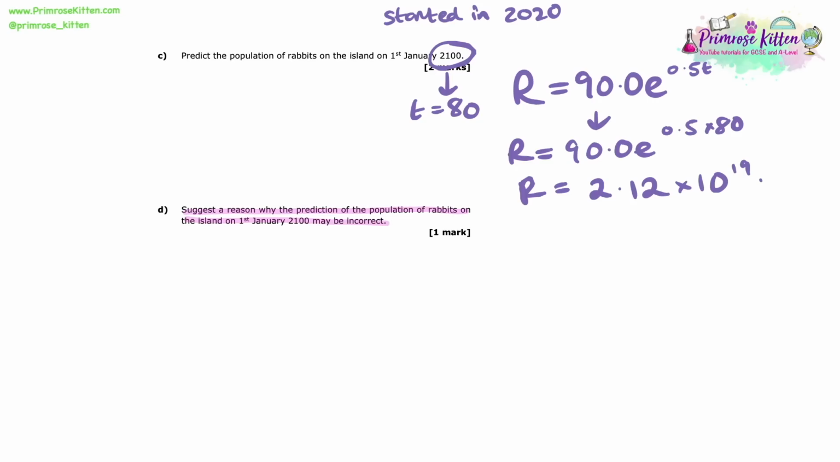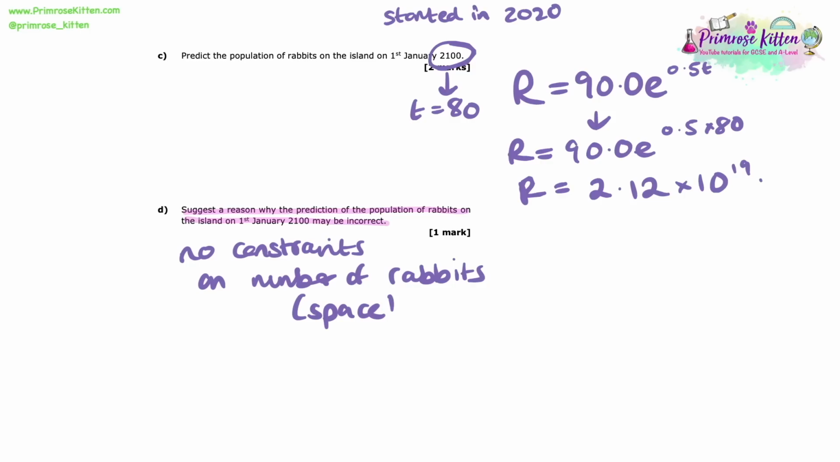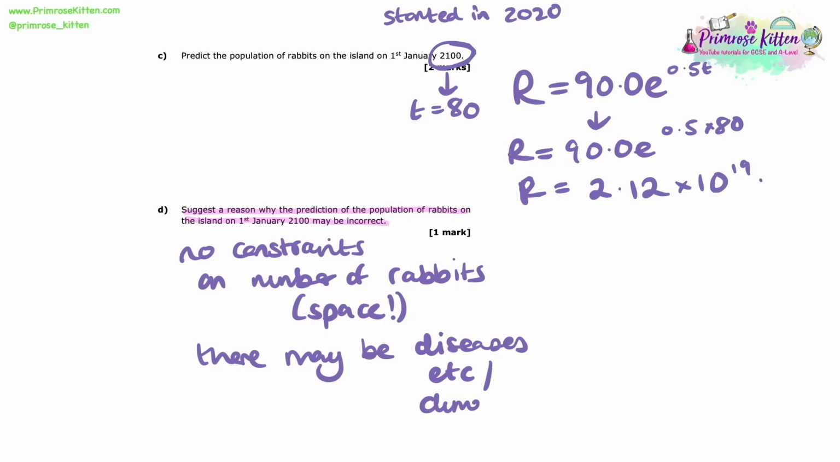And now we're asked to suggest a reason why this prediction may be incorrect, and it certainly sounds it because that's an enormous amount of rabbits. And this is an answer that will carry across to any similar question on this topic. Basically, there's no constraint on the number of rabbits that will fit on this island. What if physically that's more rabbits than will even fit on the island? Then obviously the model doesn't work. Another thing is over this 80 years, there are normally fluctuations that take place. There might be diseases that come in, there might be climate change, there will likely be other factors that impact the population of rabbits that probably haven't been taken into consideration in this model. So that's a very standard answer. You can normally apply that to any similar type of question with little tweaks to make it specific to what the question's about.